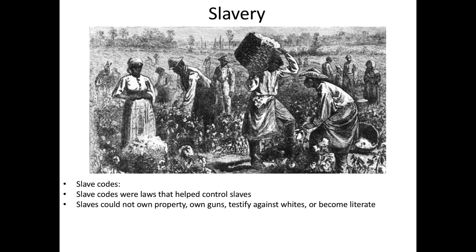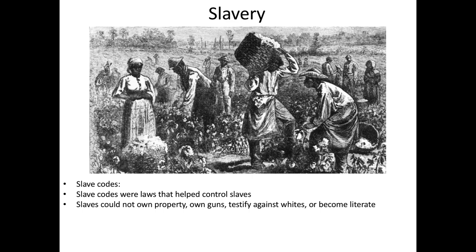The final thing is a big deal. They were not allowed to learn how to read and write. They were not allowed to become literate. Why were they not allowed to become literate? Why couldn't they read and write? Because there's a phrase that you've probably heard of, knowledge is power, and basically if they could read and write, they could become more educated. If they became more educated, they might become more aware of how bad their conditions were, and it might motivate them to try to seek freedom.